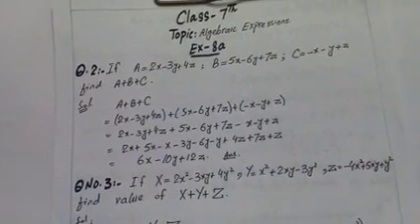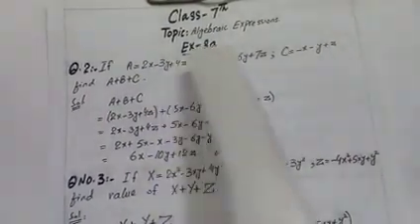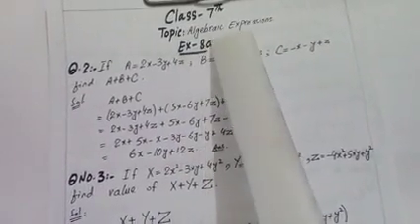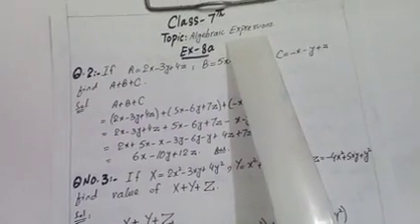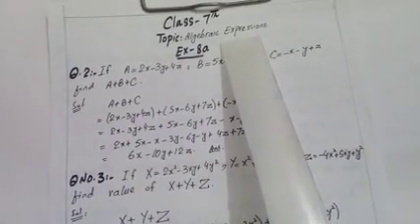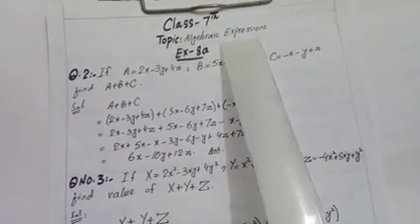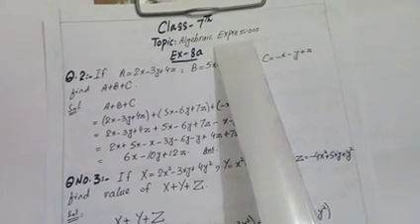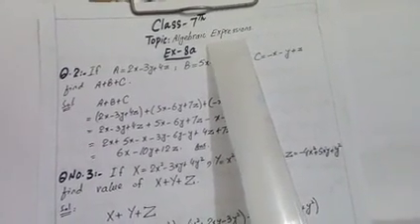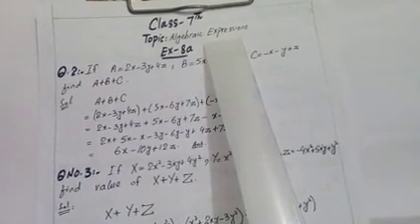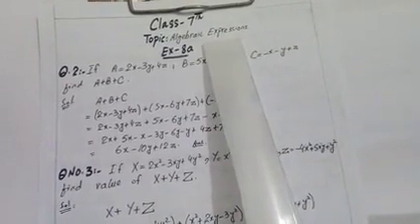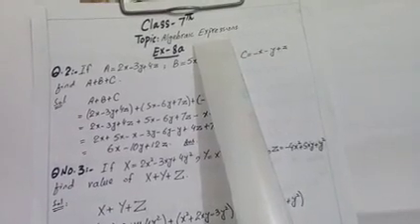Today we are going to discuss class 7 maths algebraic expressions, chapter number 8, exercise 8a. We are going to study algebraic expressions. Algebraic expressions are the expressions which consist of variables, algebraic operations and constants. Variables are the unknown values. Algebraic operations are addition, subtraction, multiplication or division, and constants are the values that are known. Numbers are considered as constant values.